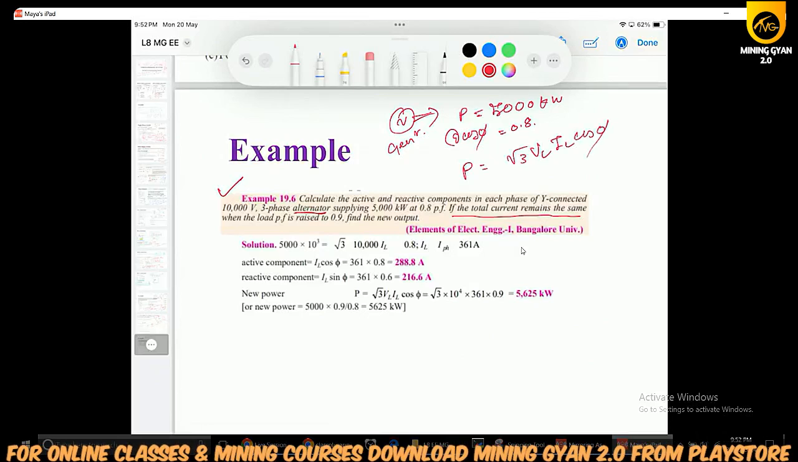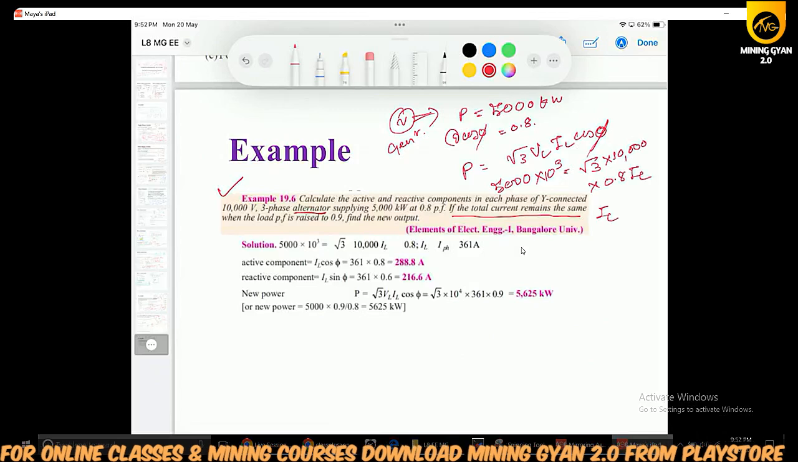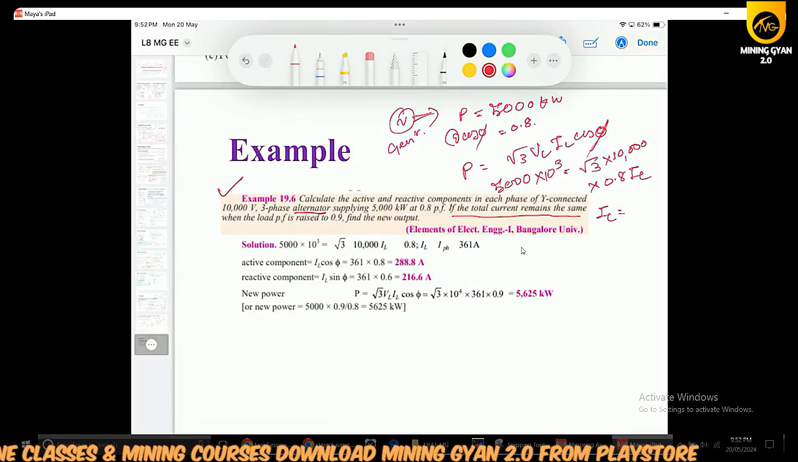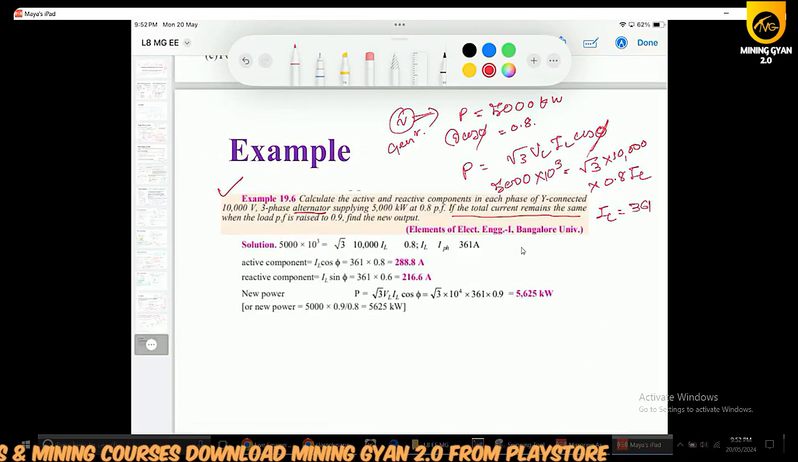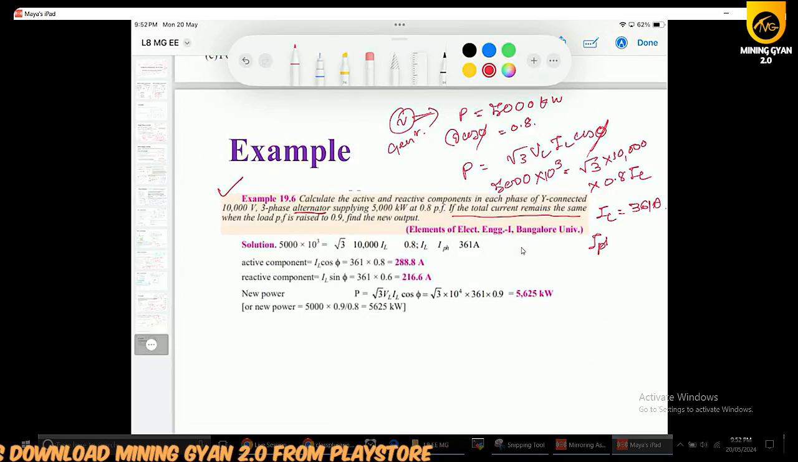They have already given the value of cos phi. P is already given, 5,000 into 10 power 3 equals root 3, and what is the VL? VL is 10,000 volts. Cos phi is how much? 0.8. And IL, so here you can calculate the value of IL as 361 amperes, and this is connected in star. So I phase will also be the same, 361 ampere only.